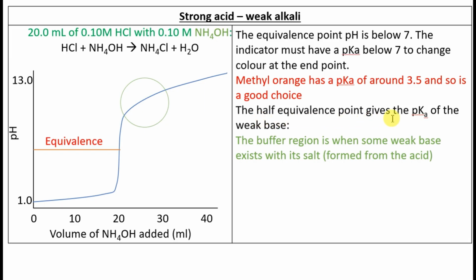Half equivalence point gives the pKa of the weak base. Half equivalence point when I've got half of my weak base consumed and half of my salt added. I've never seen this asked, but that would be around here on the graph. Buffer region again is when we have some weak base in existence with its salt.